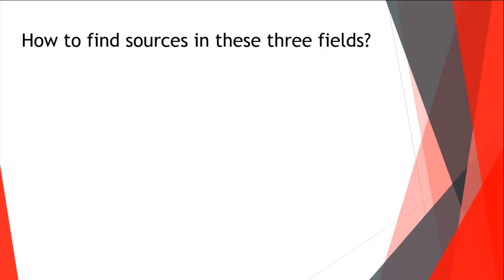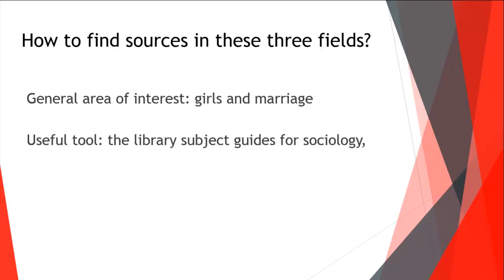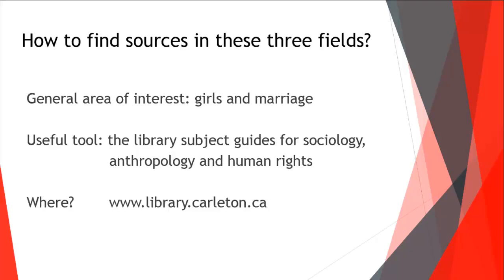So how do you find sources in these 3 fields? Well, let's say your general area of interest is girls and marriage. Useful tools are the library subject guides for sociology, anthropology, and human rights, and they're found on the library's homepage. Let's take a look.